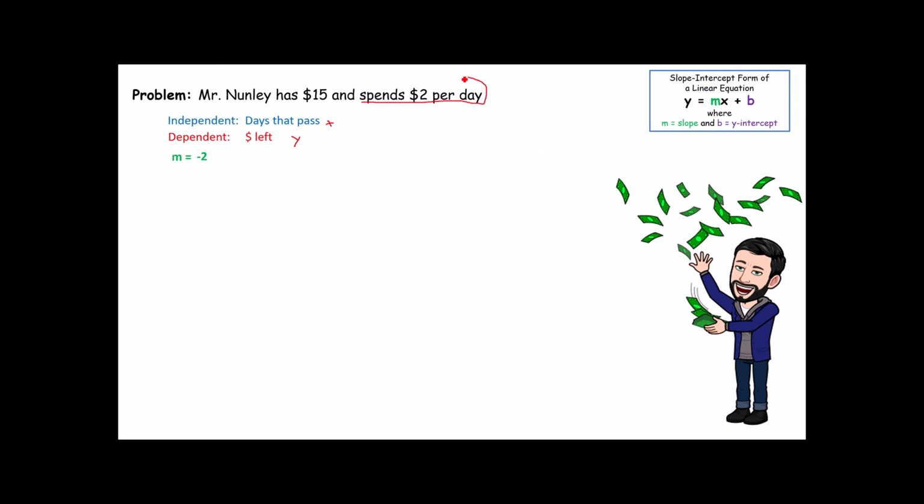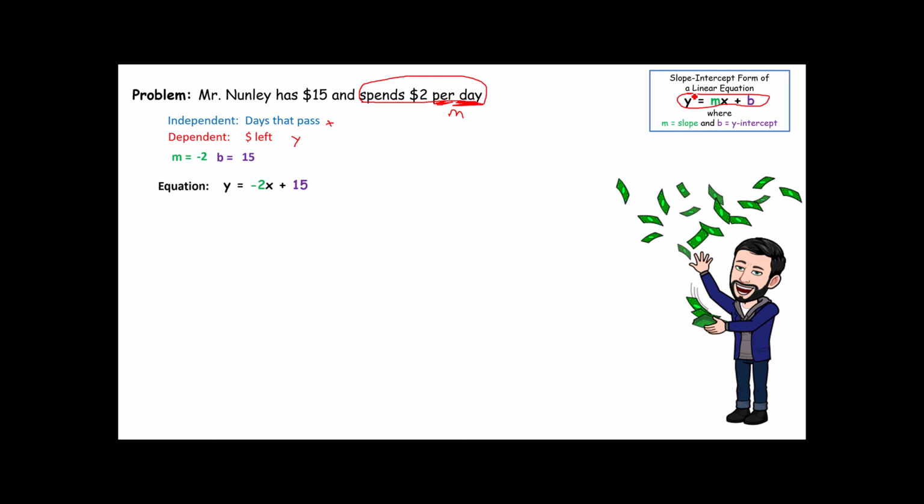I know this is the rate of change because this is what's happening repeatedly. I can see this phrase every day or per day. That tells me that this is the repeated addition or subtraction. And that means that my starting point was the $15. So if I wanted to write my equation for this, I would take my slope-intercept pattern over here at the right, and I would just plug in my slope and my y-intercept. Y equals negative 2x plus 15.